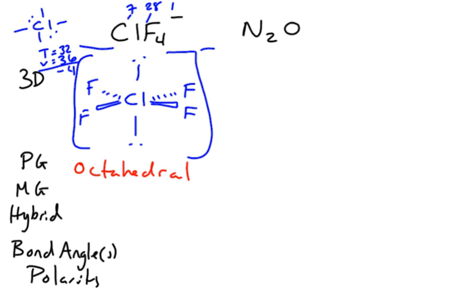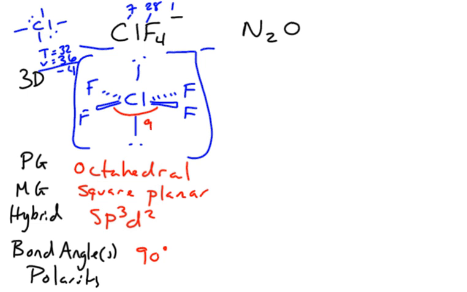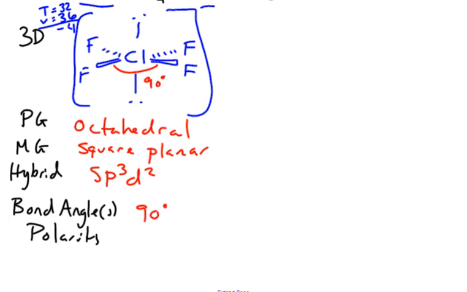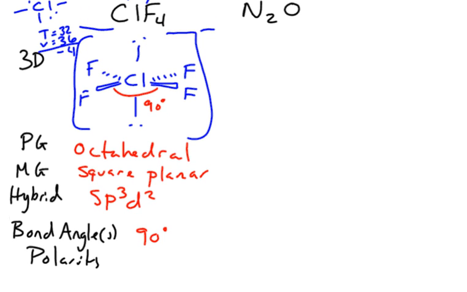Octahedral. It's a square. And it's flat, so it's in a plane. Hybridization is based on clouds, not based on bonds. So I have 6 clouds, so I say S, P, P, P. There's no more P's, so then I start going to D's. This is an sp3d2. Bond angles, these are 90 degrees. If you want to write 180, that's fine, but this is 90 degrees right here. They're all 90 degrees. And last one, polarity. Is it polar or non-polar? Non-polar.